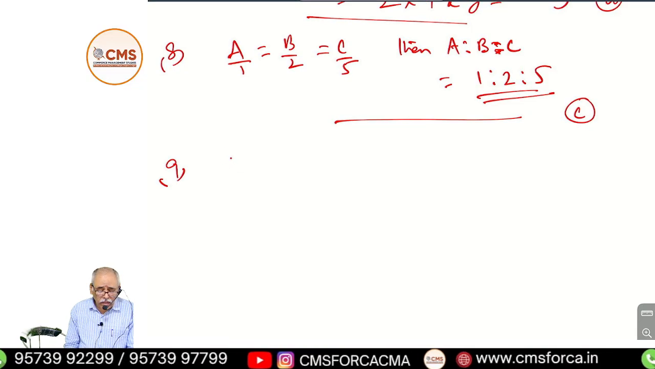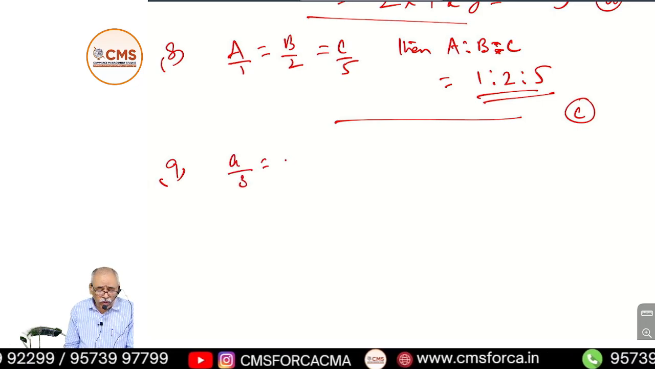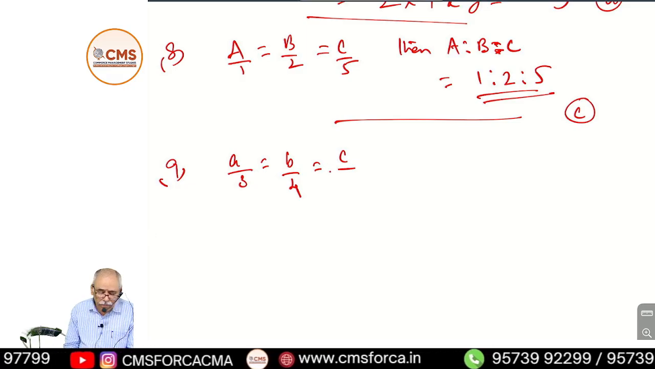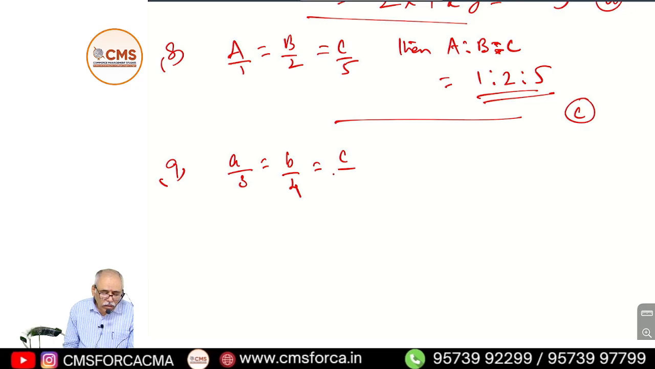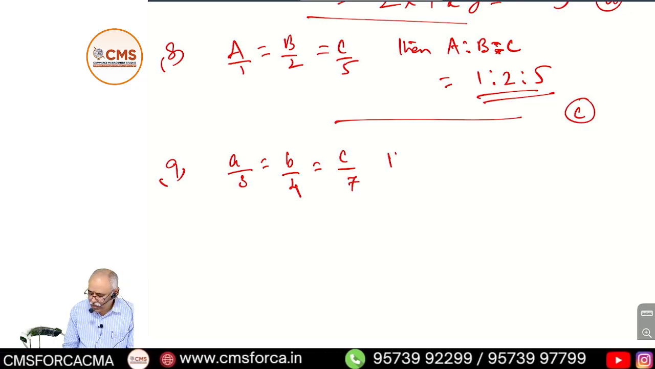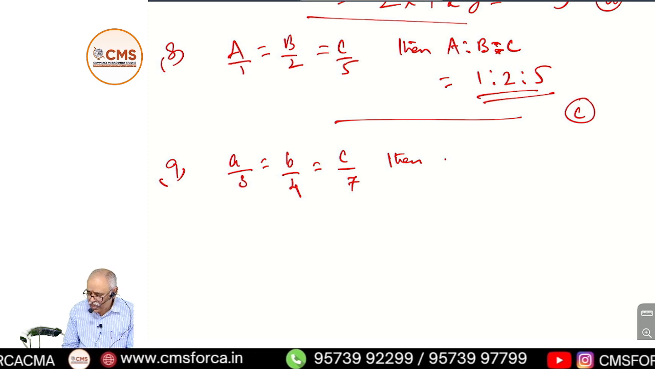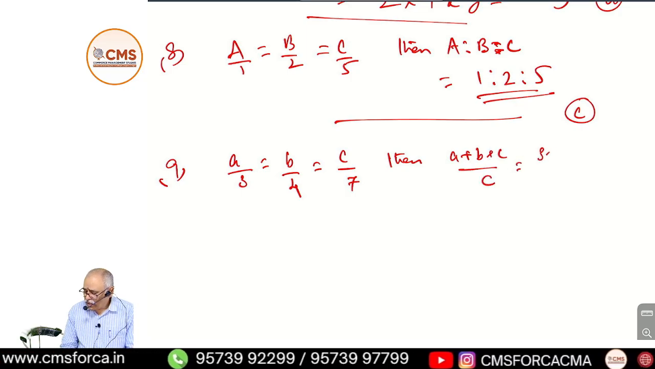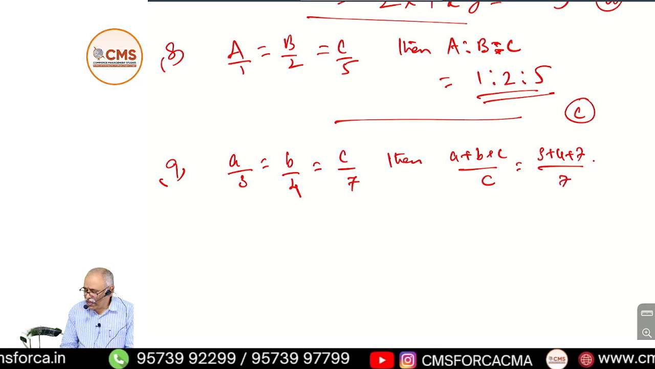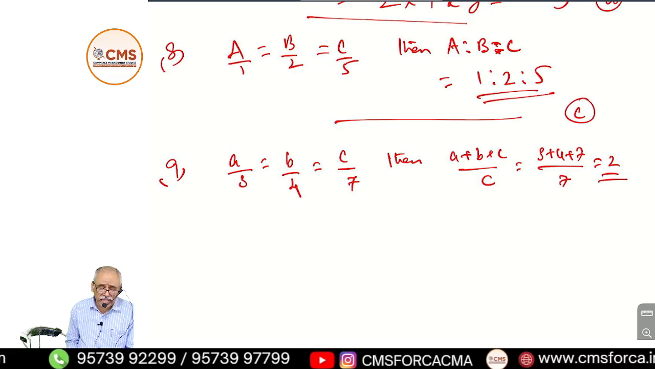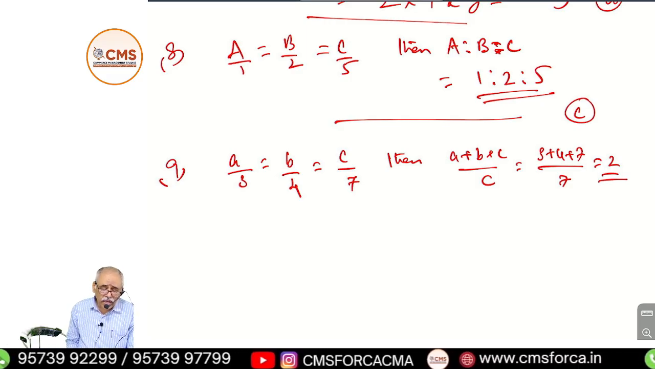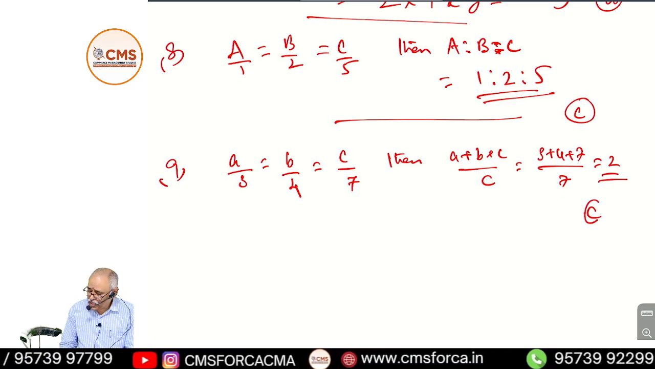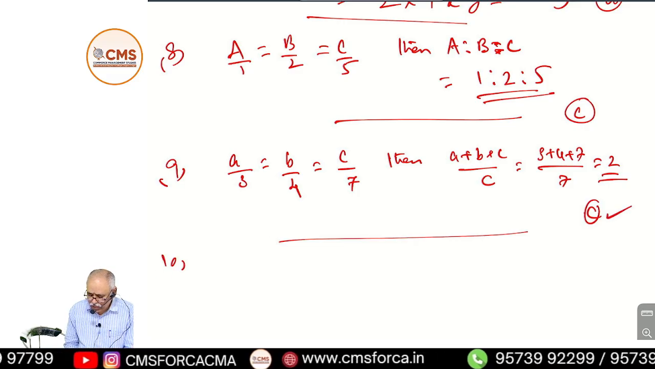Question number 9. A by 3 is equal to B by 4 is equal to C by 7. Then, like the model problem example we discussed, a plus b plus c by c. Direct answer: 3 plus 4 plus 7 by 7, which is 14 by 7, which is 2. The example question and the 9th question are both repeated. So the option is C. Option C is correct.